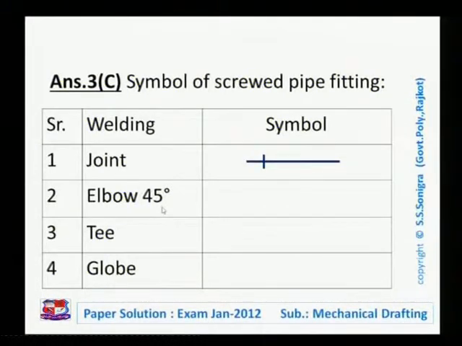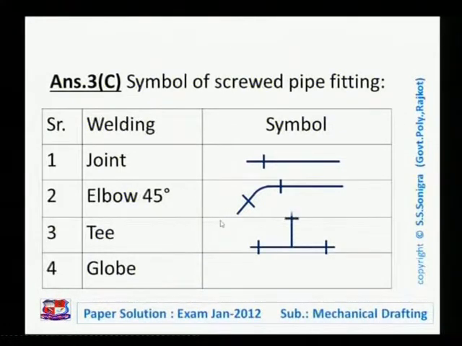Second is elbow 45 degree. It is drawn like this. This angle should be nearly seen as 45 degree, and here 1 line, here 1 line. 1 line represents it's a screwed pipe fitting. If 2 lines are drawn over here, 2 lines here, it means that it's a flanged pipe fitting.